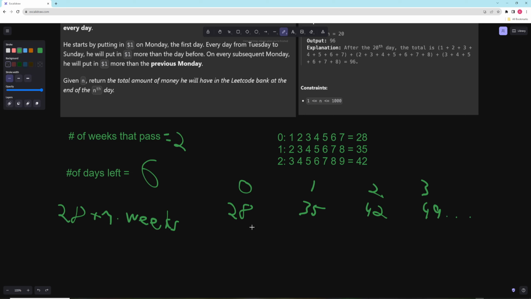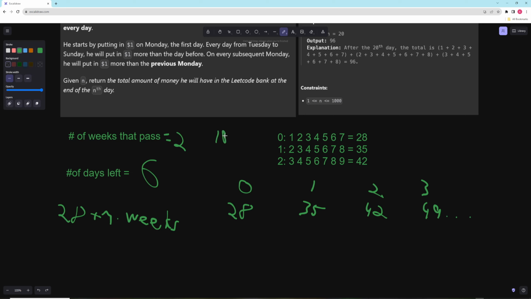And we can figure out how many weeks the last week took. So if 2 weeks passed, then week 2 at this index 1 is just going to be 28 plus 7 times 1. So we can figure out how long the last week took. In this case, the last week was week 1, if the weeks are 0 indexed. Week 0 took 28, week 1 took 35. So we can figure that out.